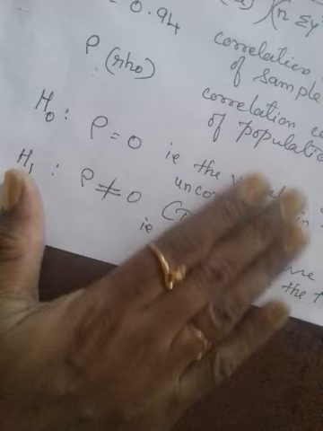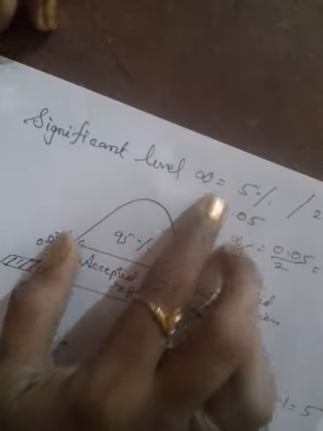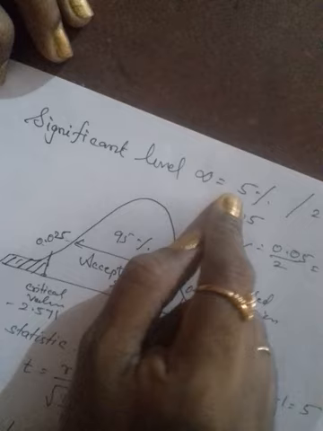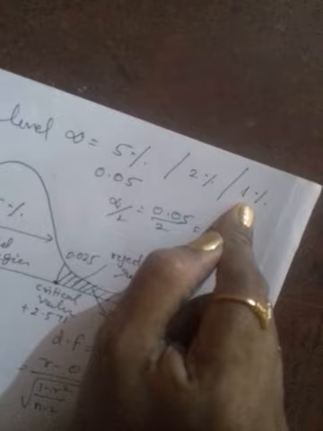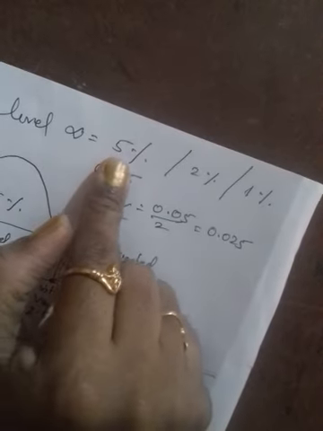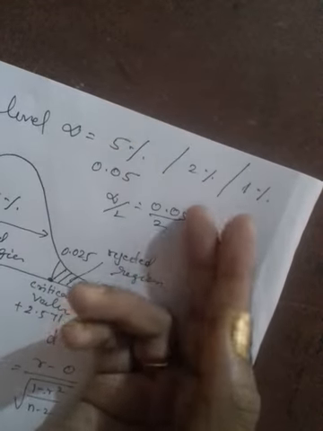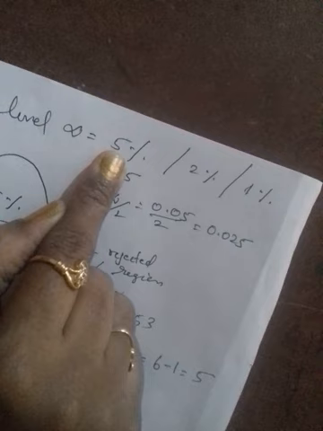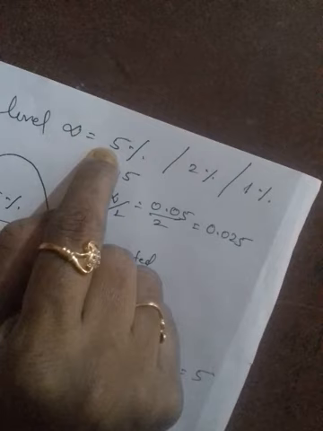After setting the null hypothesis, we have to set our significance level. Our significance level is denoted by alpha. So I am going to take alpha as 5%. You can take 5% or 2% or 1% level of significance also. It tells the confidence level. If I take 5%, it means you are 95% confident to accept your null hypothesis. So this is the significance level, and I am going to take 5%.